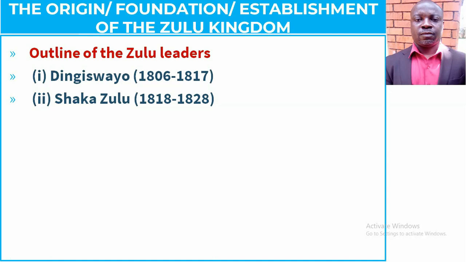Then there is this other man here, Shaka the Zulu, that is 1818 to 1828. He started ruling the Zulu people in 1818.